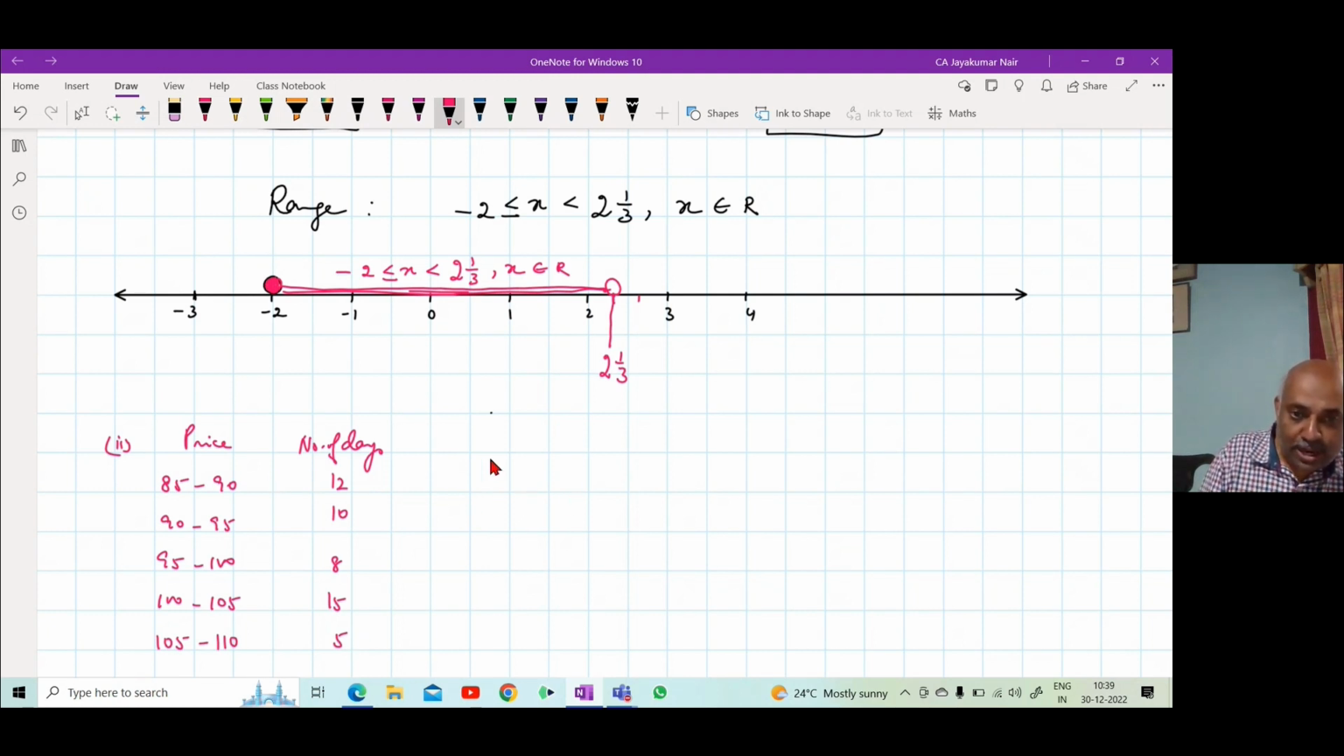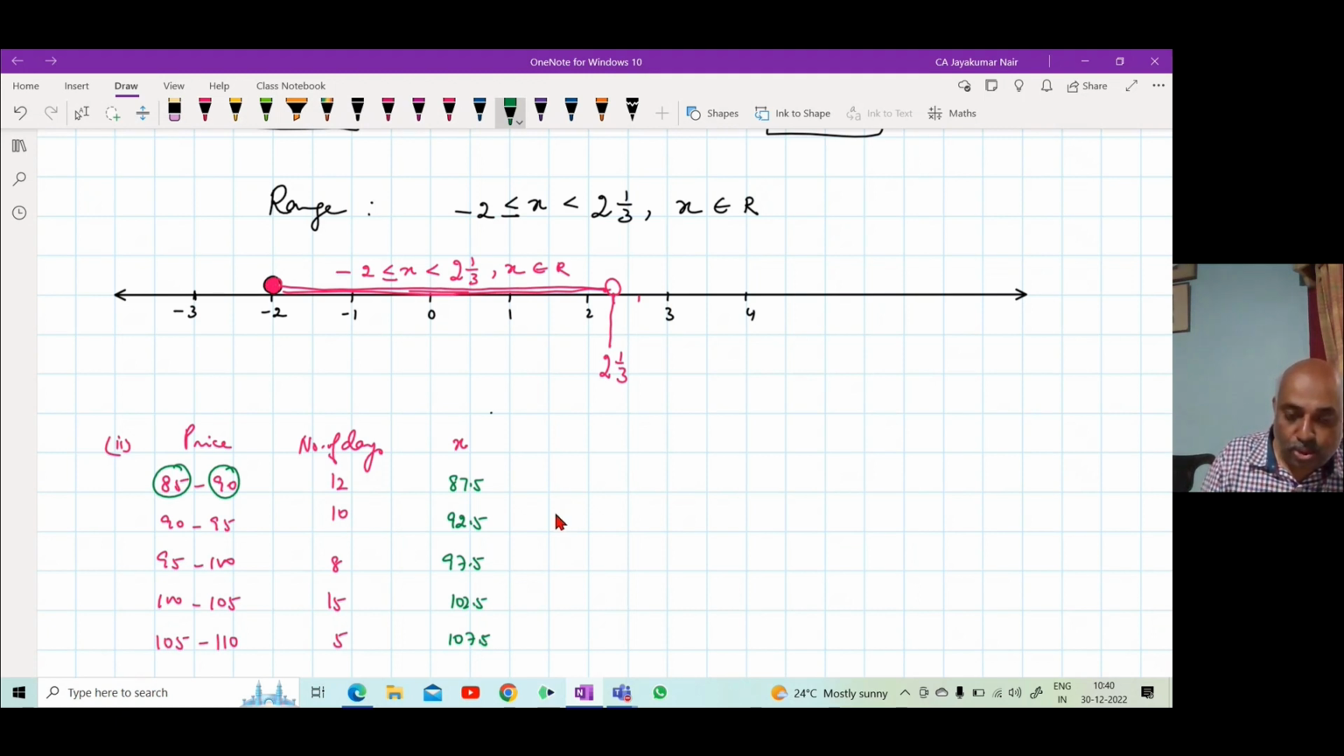Okay. Next one, we will find out what is x. In other words, x is the mid value. What is the mid value of this? How do you find the mid value? It is the lower limit plus the upper limit divided by 2. So we get 87.5, 92.5, 97.5, 102.5, and 107.5. So this is the mid value.